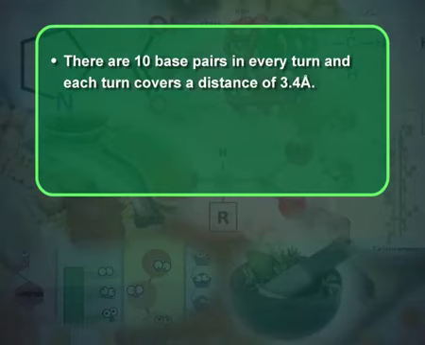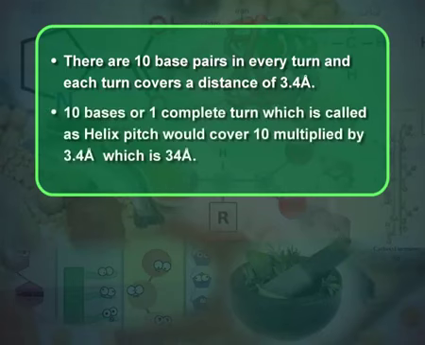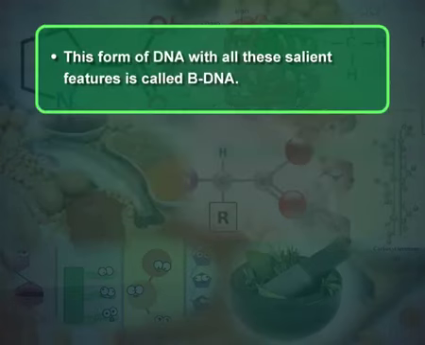We can actually calculate the pitch ourselves. If we say there are 10 base pairs in every turn and each base pair covers a distance of 3.4 angstrom, then 10 bases or one complete turn, which is called a helix pitch, would cover 10 multiplied by 3.4 angstrom, which is 34 angstrom. This form of DNA that we have just discussed with all these salient features is called the B-DNA. There are several more forms of DNA about which you are going to study in higher classes.